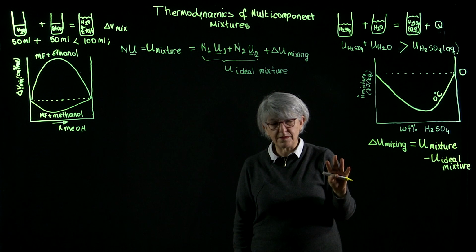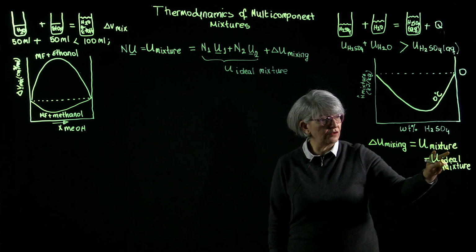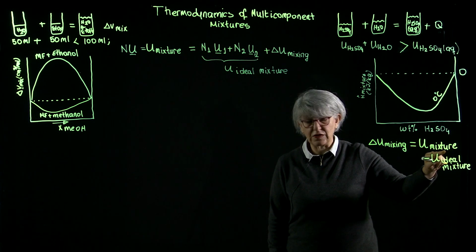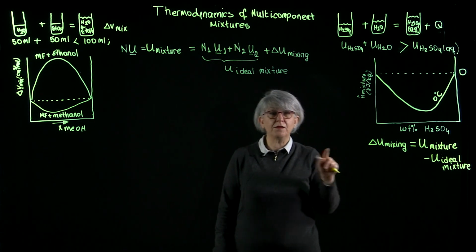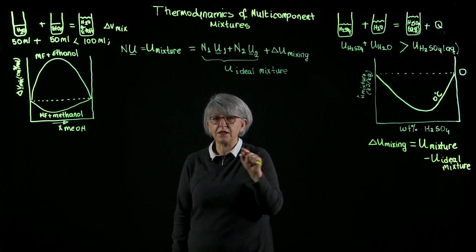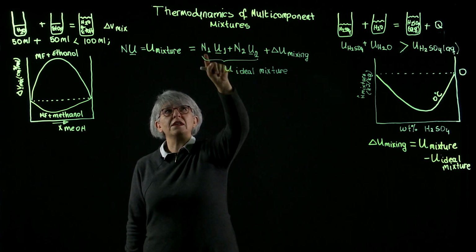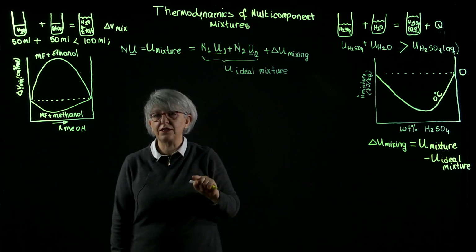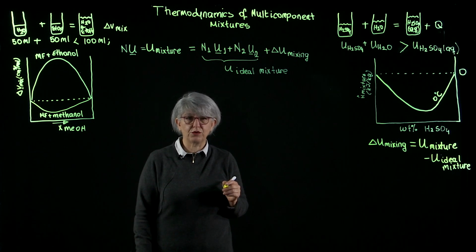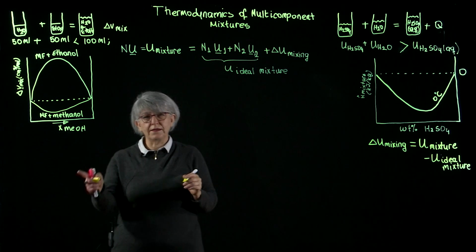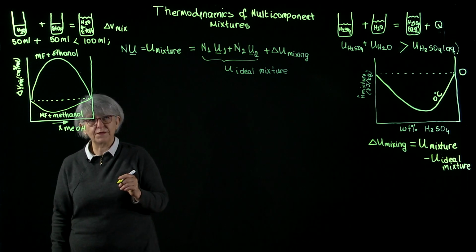So we have to remember that internal energy change upon mixing is the difference between the internal energy of the real mixture minus the internal energy if the mixture were an ideal mixture. If the mixture were an ideal mixture, I could have calculated the internal energy change by simply summing up the internal energies coming to my container through the addition of the individual components. Let's just have a corresponding statement for the volume change.